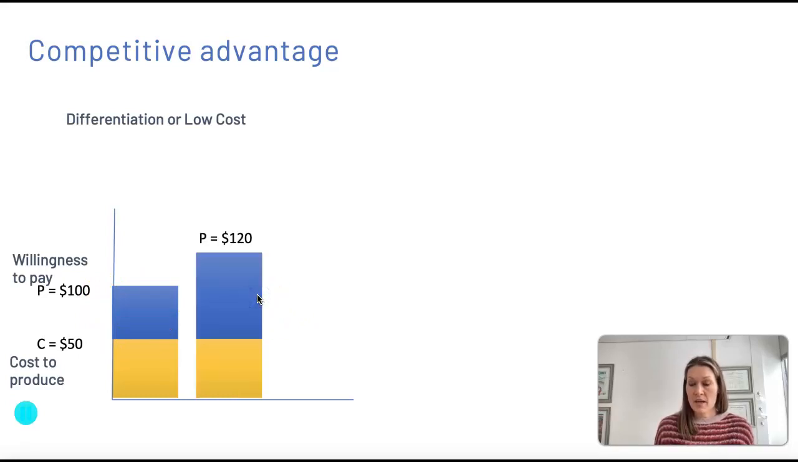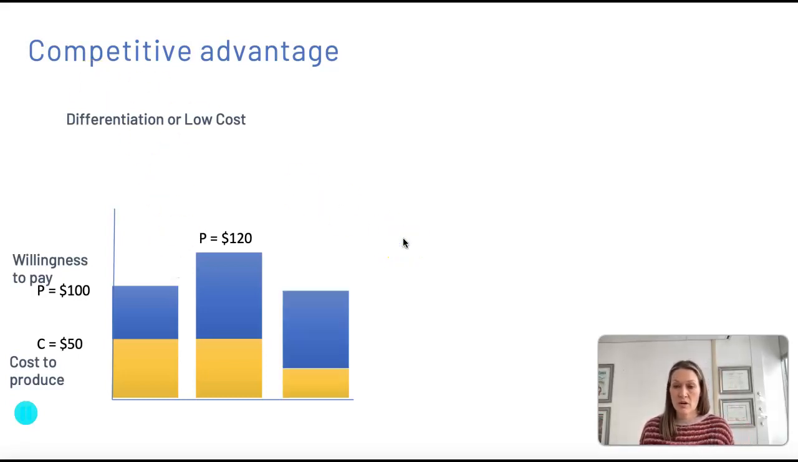Now say you make a better widget. It doesn't cost you any more to produce them, but now you produce them in different colors or with different features. This is an extreme example because likely if you're adding some features, it might cost a little more to produce, but assume right now that it doesn't. And customers are willing to pay $120 now. So you've increased that maximum willingness to pay by $20, and we consider this a differentiation strategy.